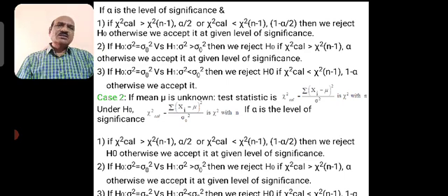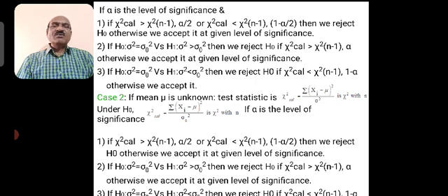Now case 2 is if mu is known. Then the test statistic is chi-square calculated equal to summation (xi minus mu) whole square divided by sigma square, which follows a chi-square with n degrees of freedom. So under H naught, the chi-square calculated becomes summation (xi minus mu) whole square divided by sigma naught square, which follows a chi-square with n degrees of freedom.